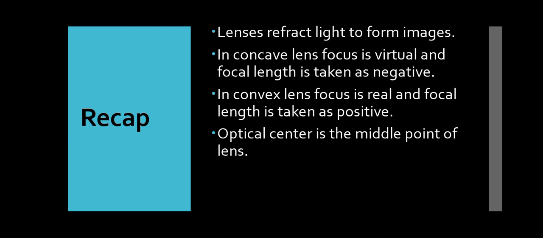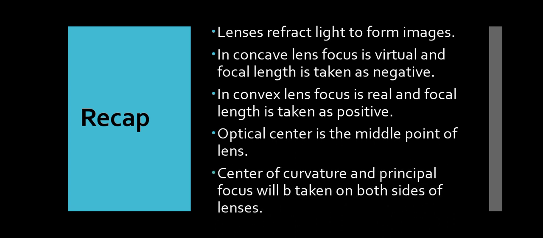Optical center is the midpoint of lens. It is taken on its vertical axis. Center of curvature and principal focus will be taken on both sides of the lenses, because now we have to show the refraction. So light rays can be incident from either side of the lens, from right or from left, and we have to take the principal focus on the principal axis on both sides of the lenses.